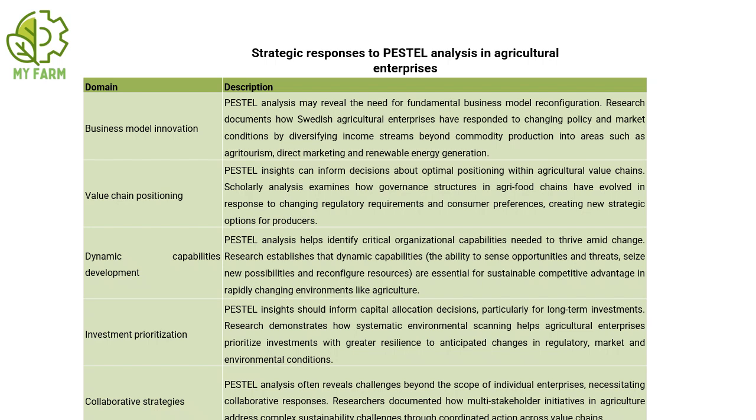Analysis of how governance structures in agri-food chains have evolved in response to changing regulations and consumer preferences helps identify optimal positioning strategies for producers. Dynamic capabilities development is essential for thriving amid change.